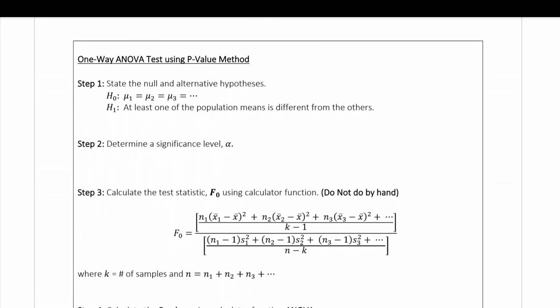All right, here are the 6 steps for doing a hypothesis test on 3 or more means. Just like we mentioned before, the null hypothesis is going to look something like this, depending on how many populations we're talking about. And the alternative is that at least one of the population means is different. Step 2 is just identifying the significance level.